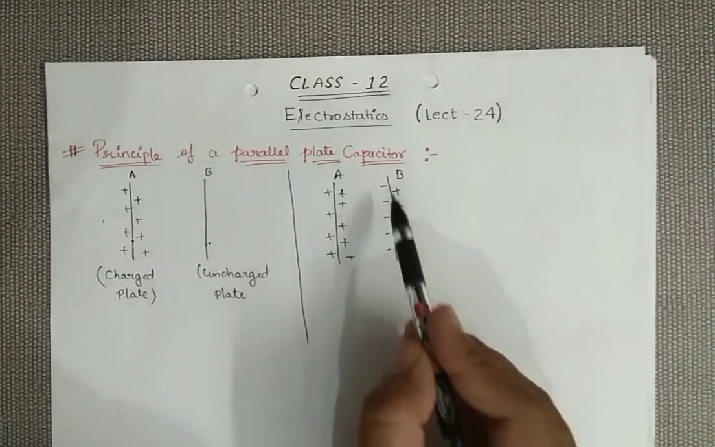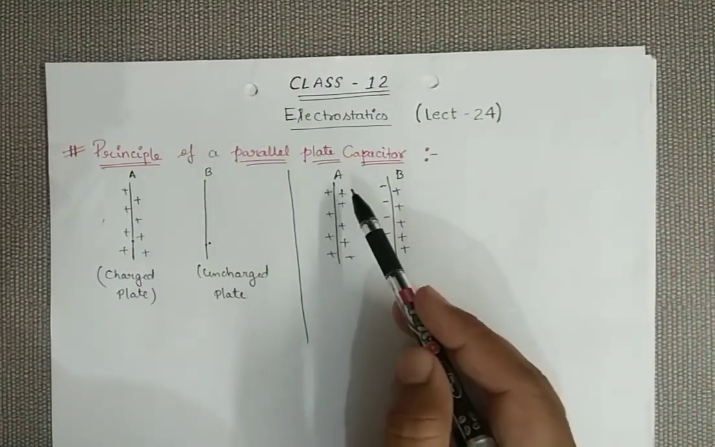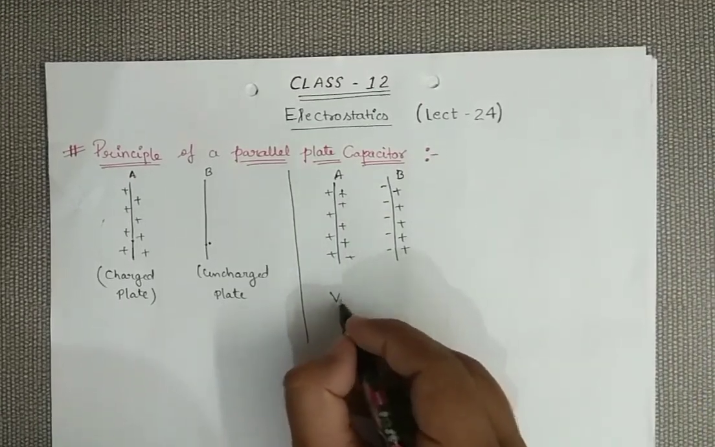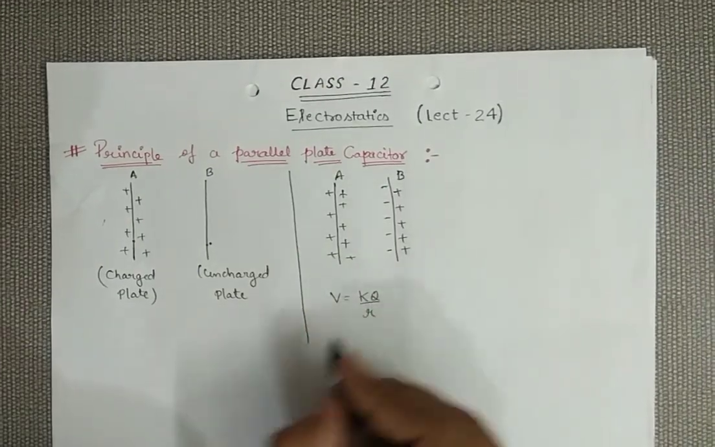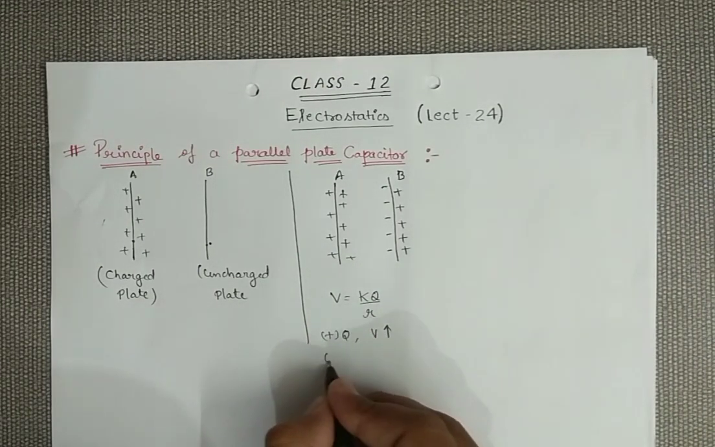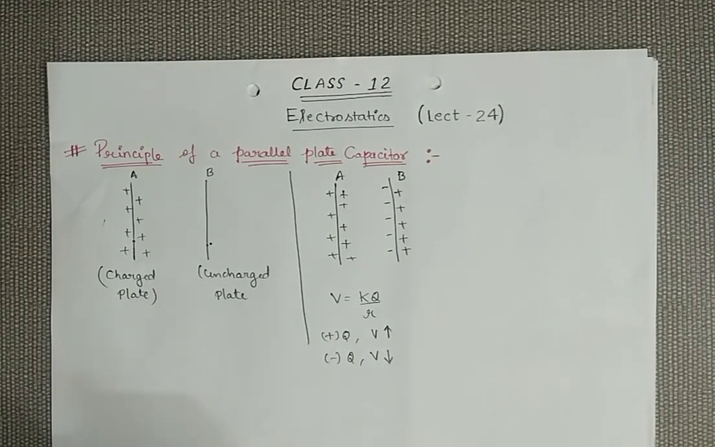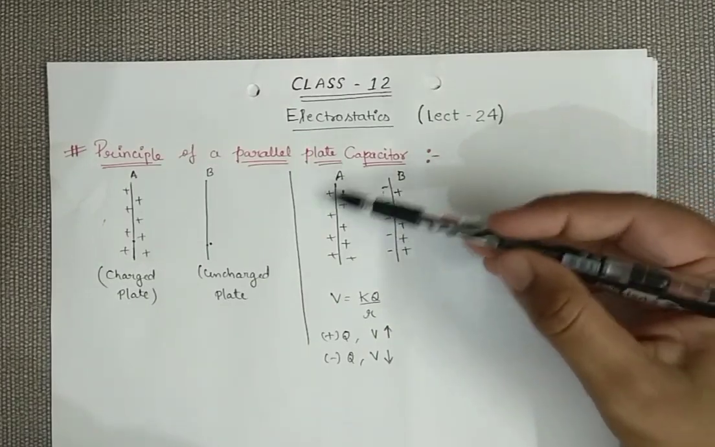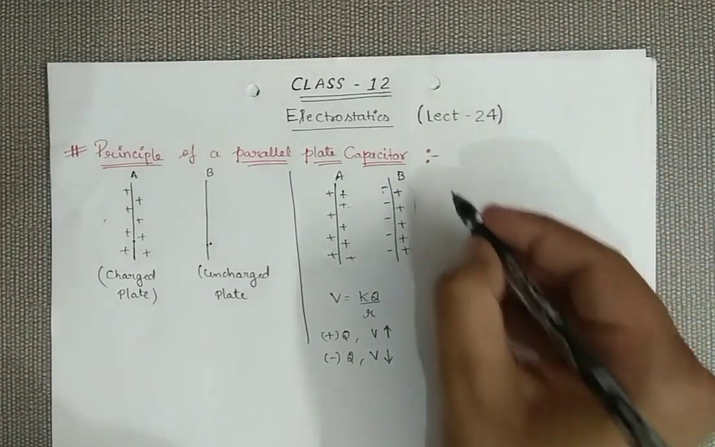Now see, this negative charge will decrease the potential of plate A. If you remember the concept of potential, V equals kQ by R. If your charge is positive, potential increases. If your charge is negative, potential decreases. Now this negative charge will decrease the potential of A, and this positive charge will increase the potential of A.